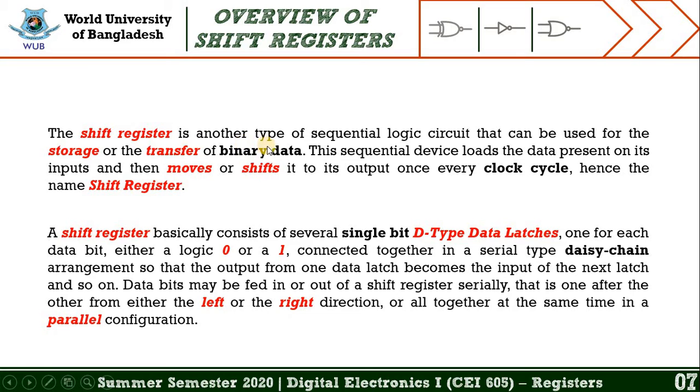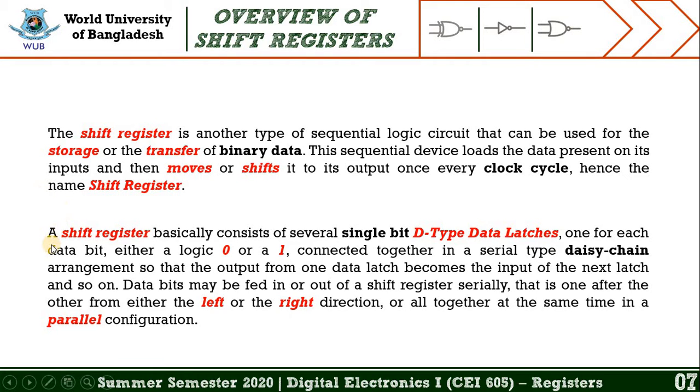The shift register is another type of sequential logic circuit which can be used for the storage or the transfer of binary data. I repeat it again. This sequential device loads the data present on its inputs and then moves or shifts it to its output once every clock cycle, hence the name shift register. So from this paragraph you will know how shift register is named. Okay, so let's move into the next paragraph.